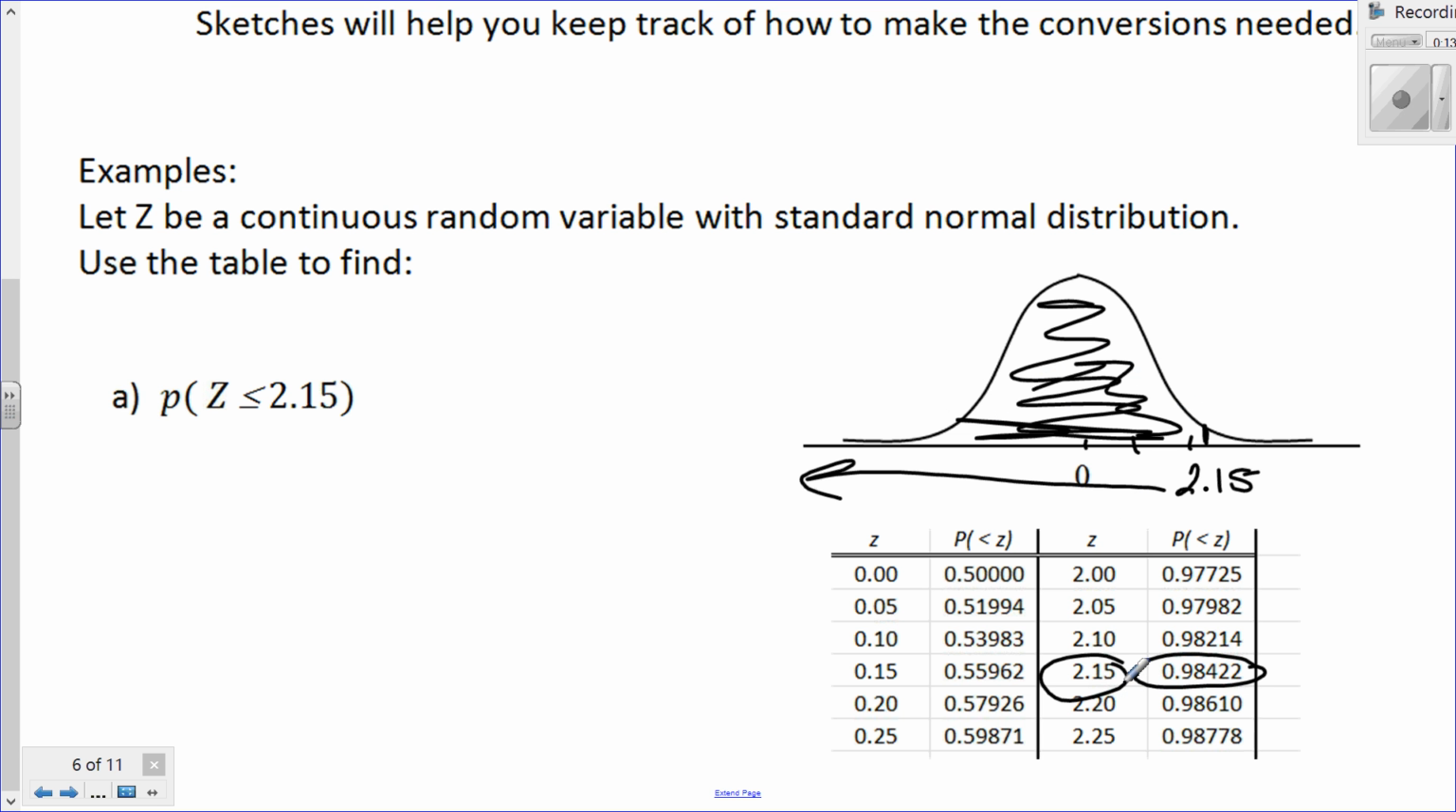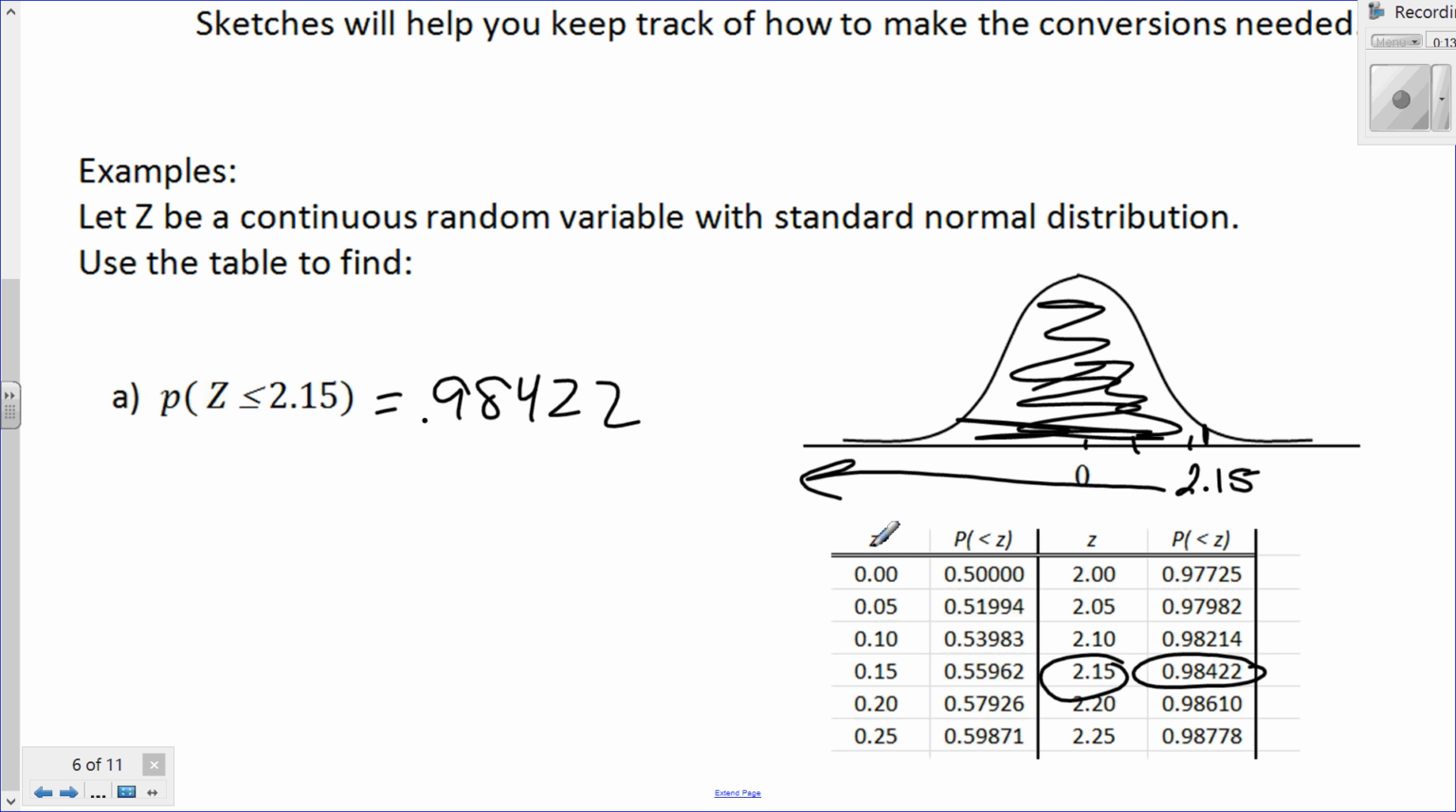That value's been calculated for us, and that area there under the curve, which is the same thing as the probability, is 0.98422. 5 decimal places of accuracy. Pretty good. Okay, that wasn't too hard, right? So when we're on the standard normal table, we can look up a particular Z value. The probability next to it is always the probability of being less than that particular Z value. So there's a 98.4% chance of getting a Z value of less than 2.15.